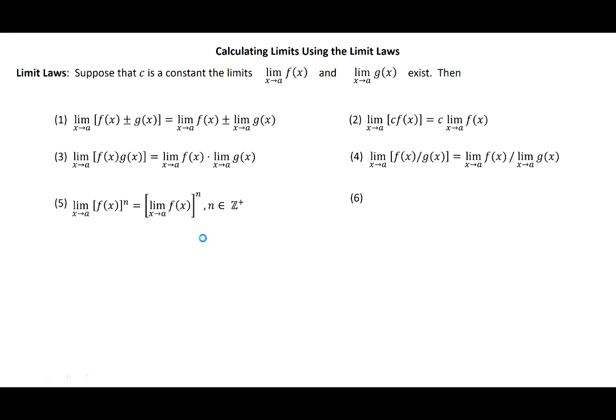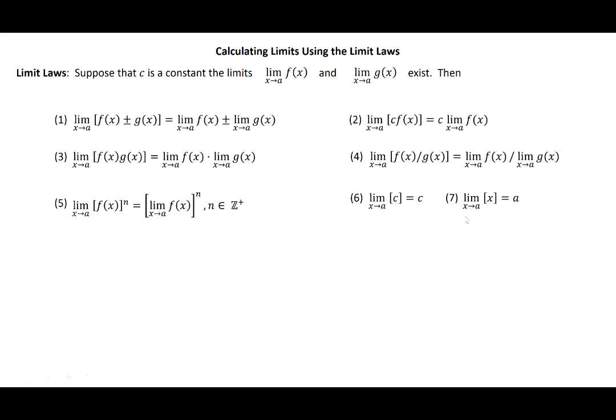And limit of c, where c is a constant here, as x approaches a is just c. This is stated as limit of a constant is equal to the constant. All right. Limit of x as x approaches a is equal to a. Here, the idea is it almost works as if you are plugging in a for x.